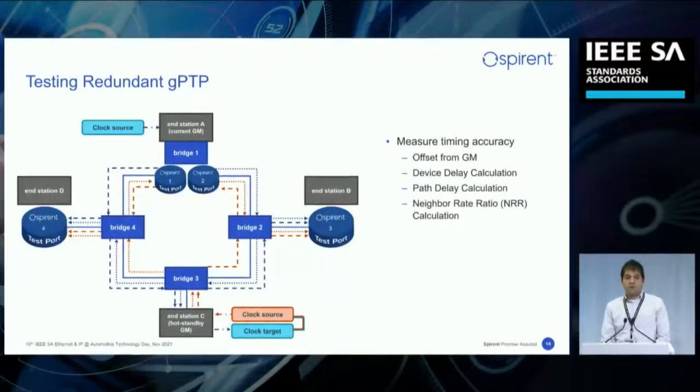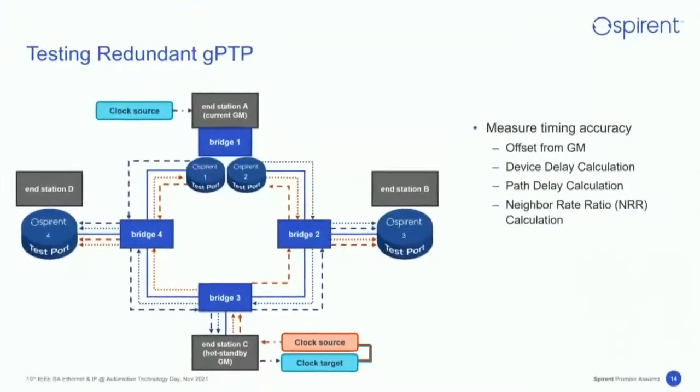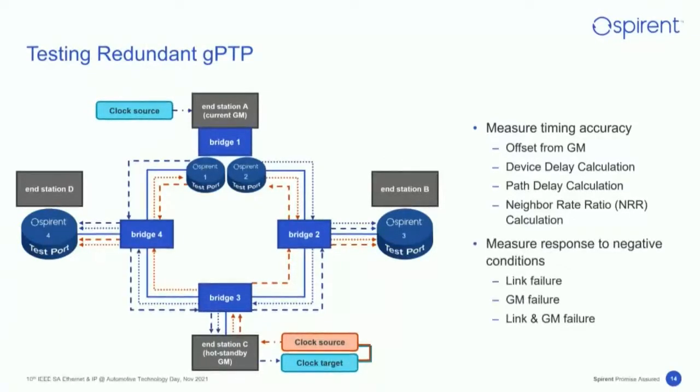When talking about testing redundant GPTP, for example, we could replace different end stations or different ports with test ports, and we can measure different metrics to assess the quality of the time synchronization. So offset from the grandmaster, to see if the path delay calculation is done correctly, to see if the neighbor rate ratio calculation is done correctly. But we can also simulate different failure scenarios.